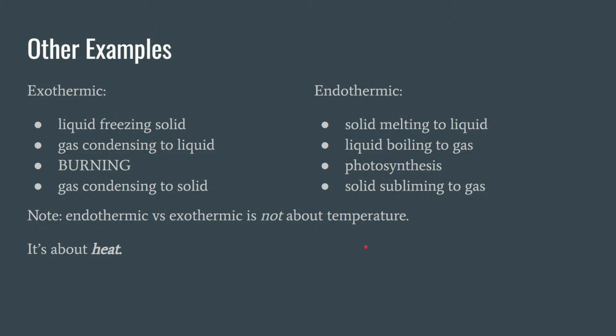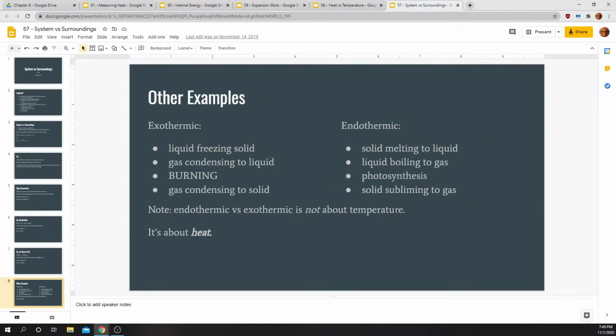Okay, so recapping, system versus surroundings. The system is what we care about. The surroundings is literally everything else in the entire universe. Endothermic versus exothermic. Endo, it's moving into the system. Exo, it's moving out of the system. Okay. So that is it for system versus surroundings.